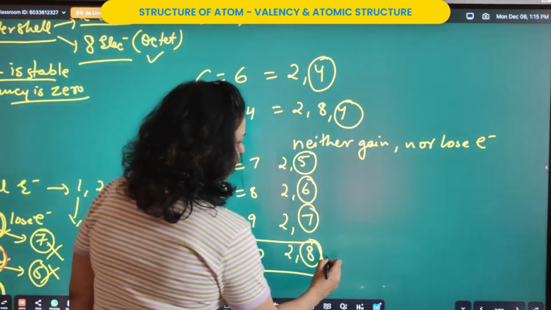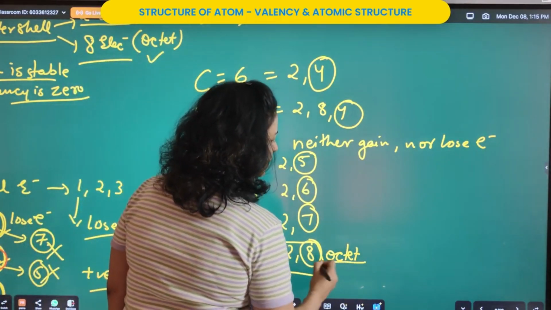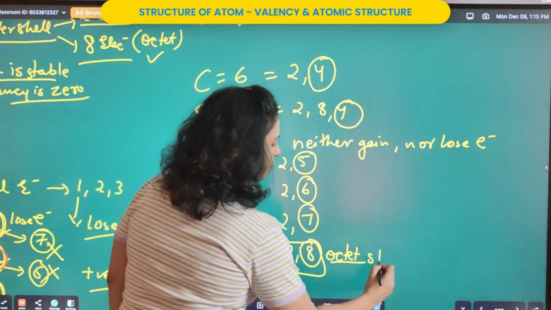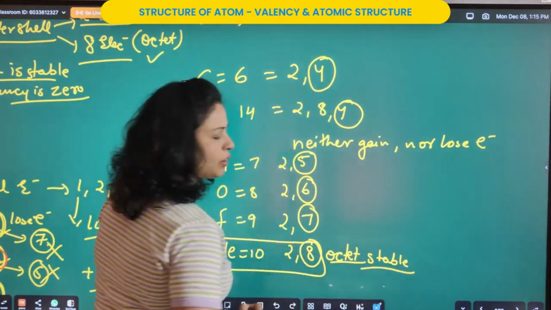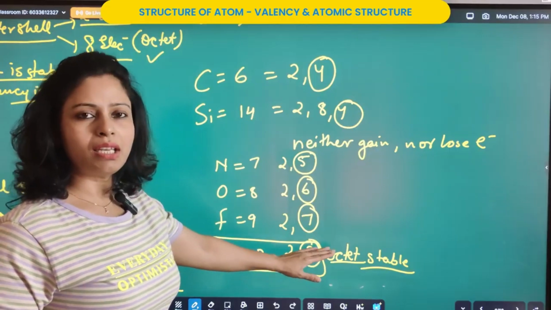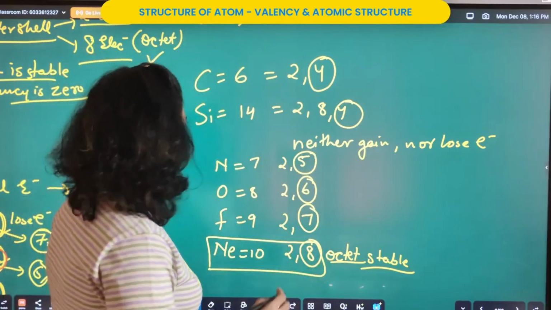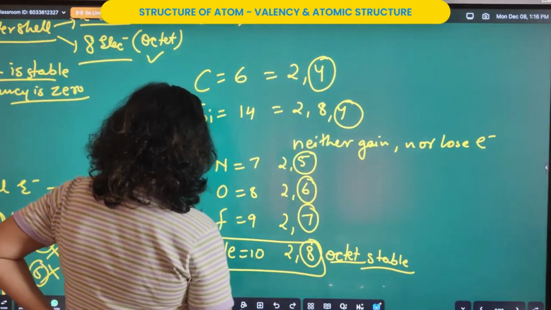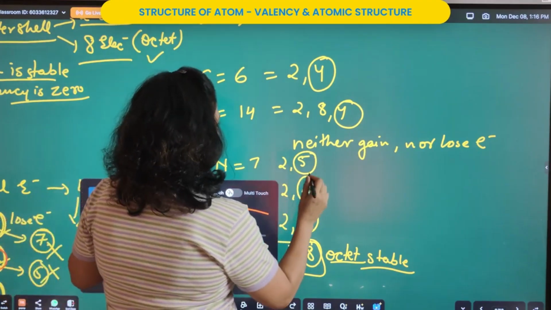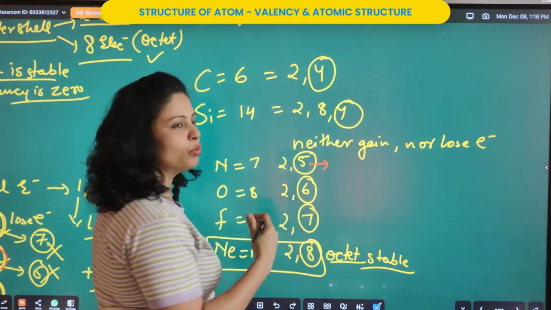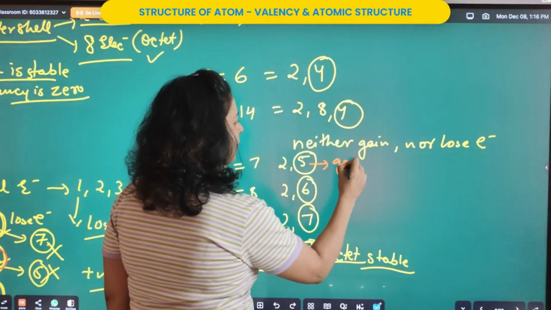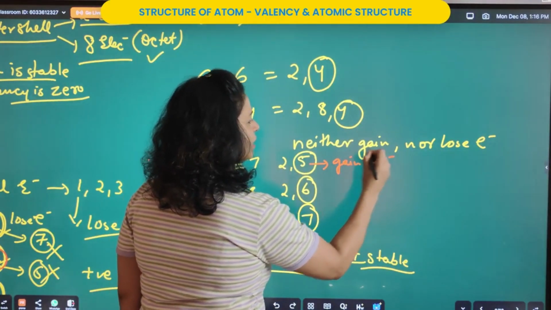It is complete, which shows it is octet. So this is stable. This is a stable electronic configuration. It will not lose any electron, it will not gain any electron. Okay, so now when it comes to 5, nitrogen is having 5, so it will not lose these 5 electrons. It will gain how many electrons? 3 electrons it will gain.